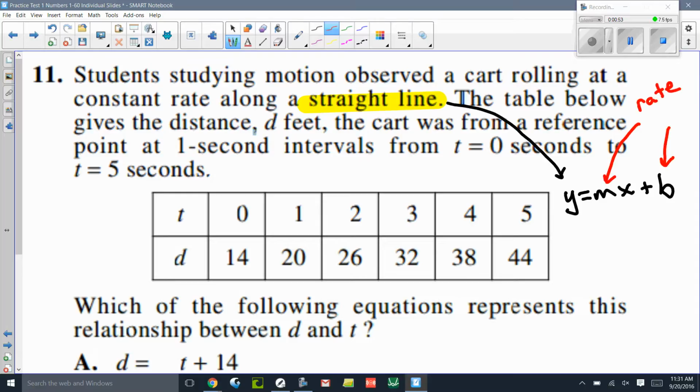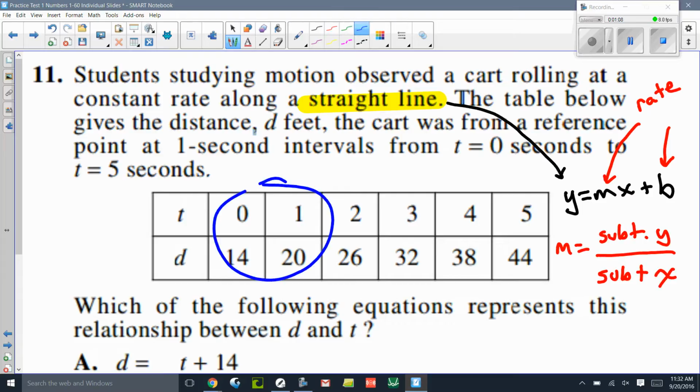If you remember the formula for slope, we subtract the y's on top and subtract the x's on bottom. So using these 2 points right here, I'm going to subtract the y values. That would be 14 minus 20 on top, and on bottom we're going to take 0 minus 1. In doing so, you end up with -6 over -1. So the slope or the rate of change here is 6.